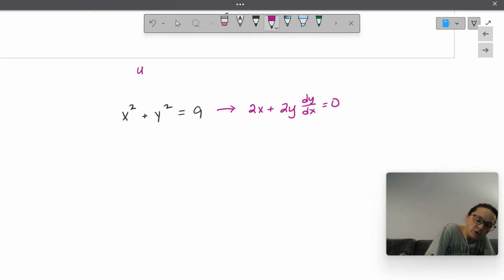Remember when you were in algebra and they first started telling you function notation and they said, you know what, when we use y, we now can also use this function notation called f of x.